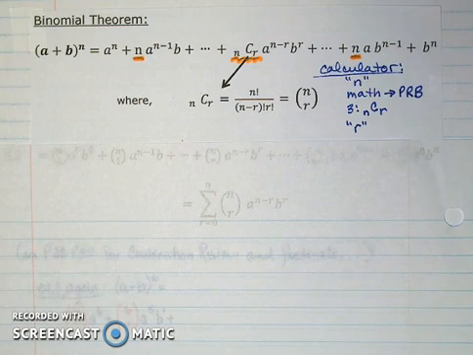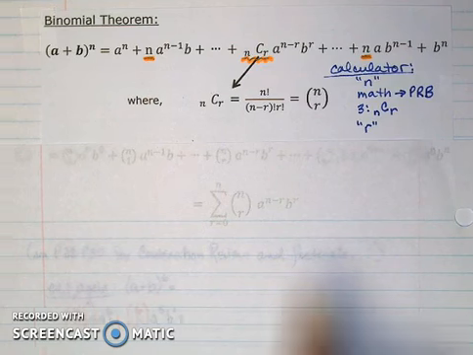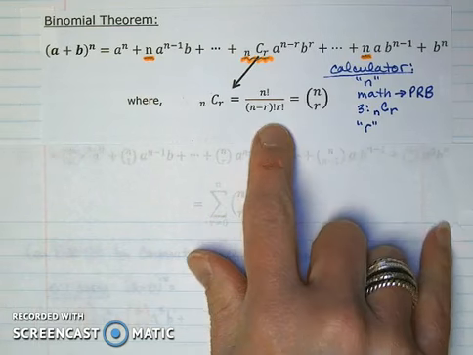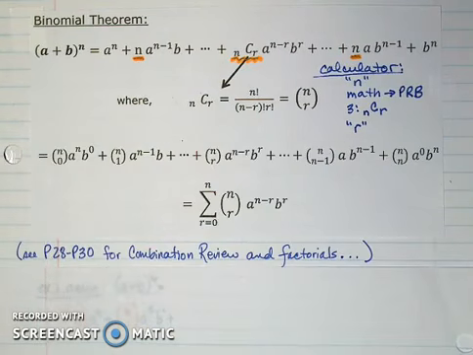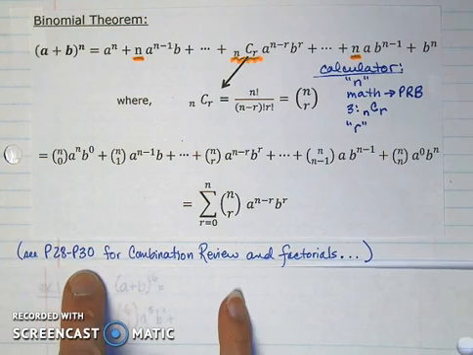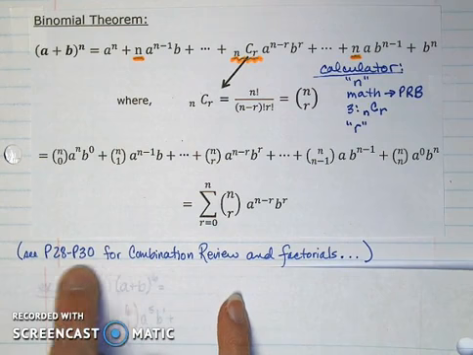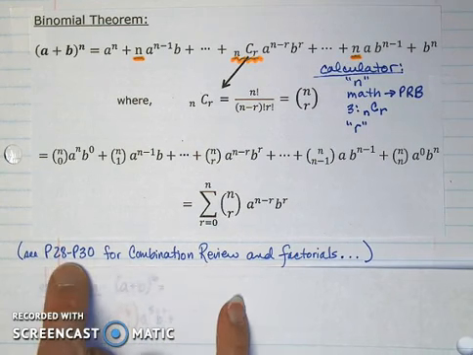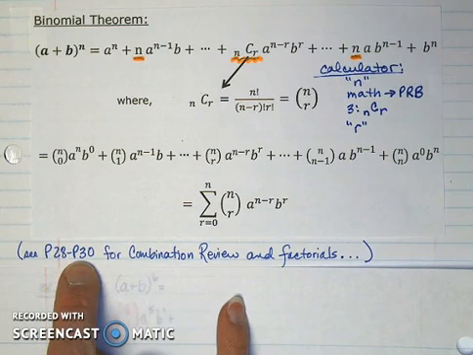If you have trouble remembering and you want to practice your factorials, you can do that in the front of your book in the 0 chapter. They do some reviews of things that you should have already remembered, and you can review your combinations and factorials on page P28 through P30.